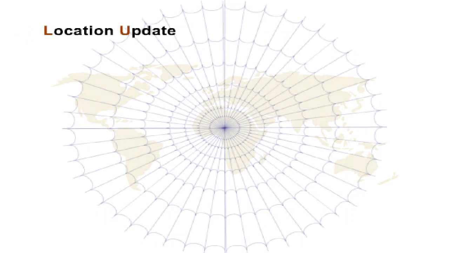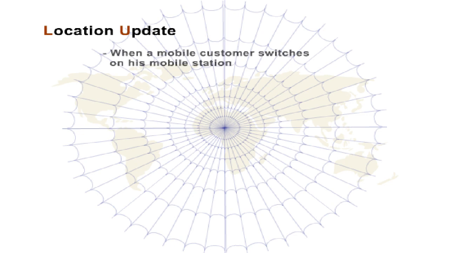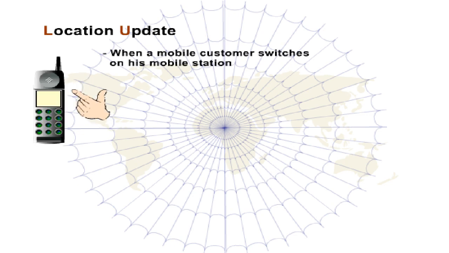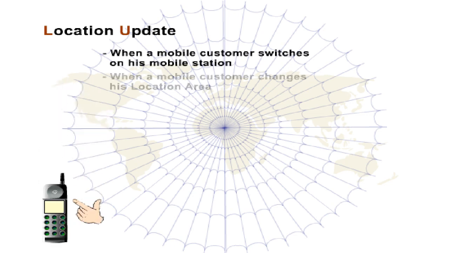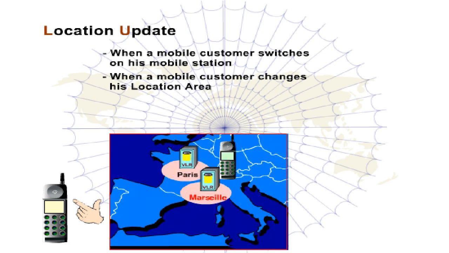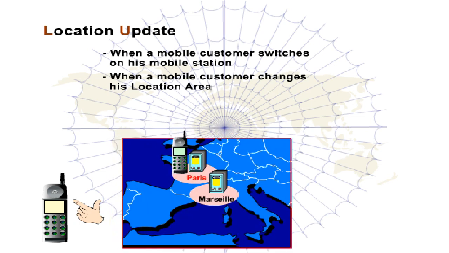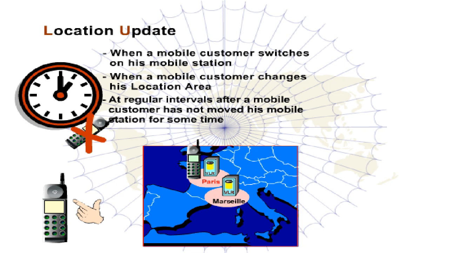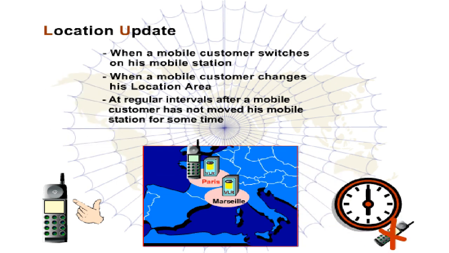A location update is carried out when a mobile customer switches on his or her mobile station, when a mobile customer changes his or her location area, and at regular intervals after a mobile customer has not moved his or her mobile station for some time. What information is exchanged between which network elements during location update?